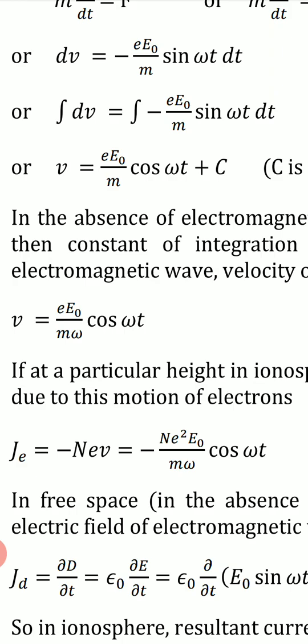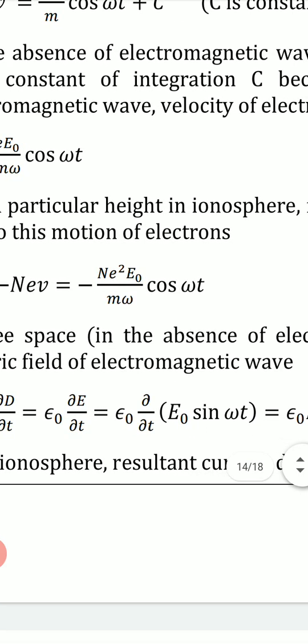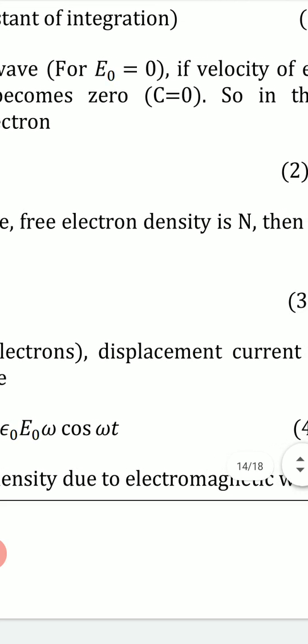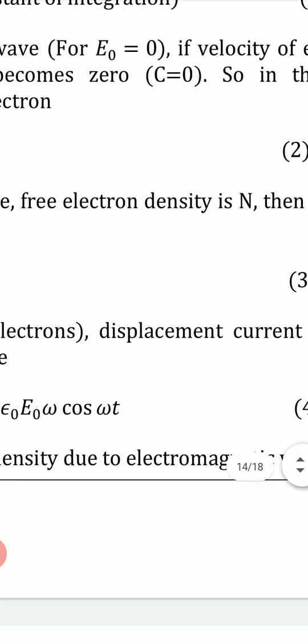Then velocity of electron due to presence of electromagnetic wave becomes eE0 upon m omega cos omega t, putting c as 0. If at a particular height in ionosphere free electron density is n, where n is electron density.